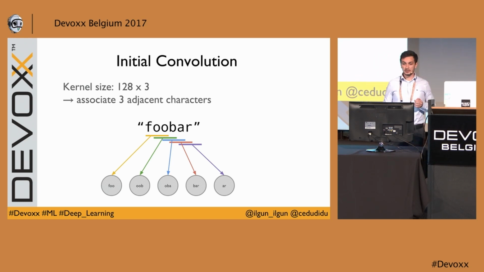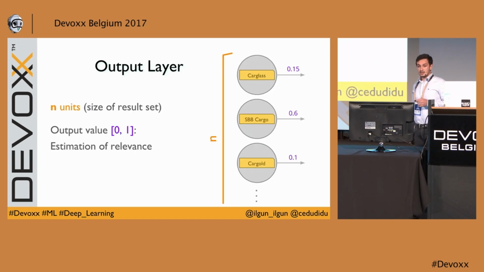And therefore, we did the following. We associate the three adjacent characters and then train our network. And this is how our output layer looks like. We have n units, which is the size of the result set. And the neural network gives us the results as the following, somewhere between 0 and 1. The higher, the better. And it also gives the estimation of the relevance. And this is semi-supervised learning, because some results are coming from the network, some of them are directly coming from the result providers, but they're not ranked.